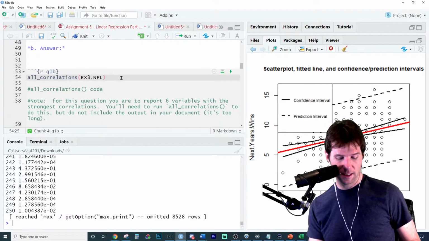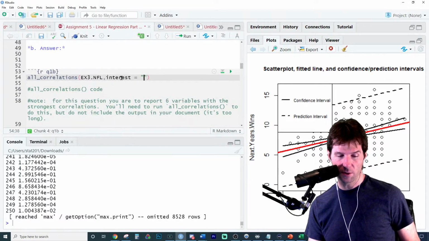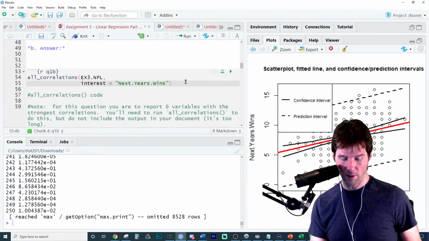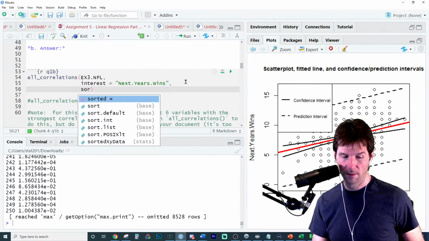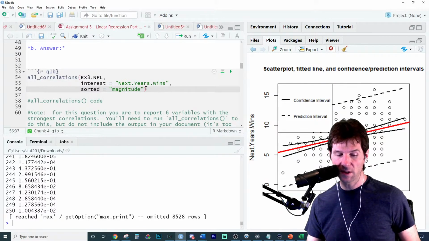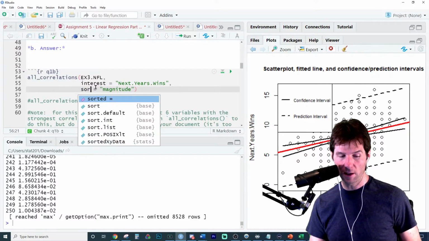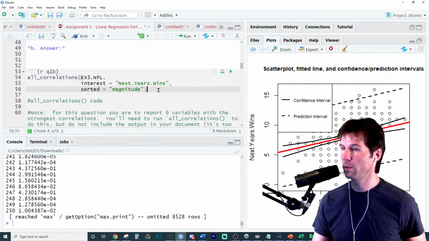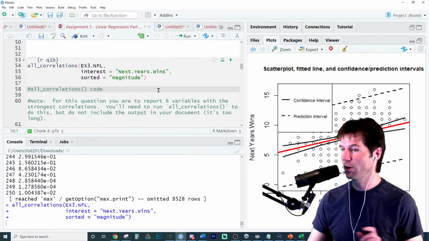So we want to look at interest equals next year's wins. And then we want to go here to sorted equals magnitude. I want to point this out. When you write out arguments, let it autocomplete, because then you'll know you spelled them correctly. Autocomplete usually is your best friend. And this should do it right here.